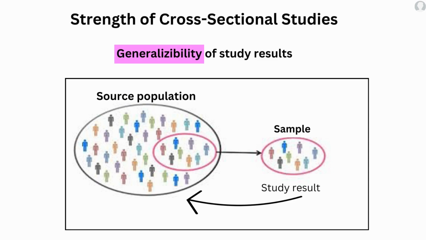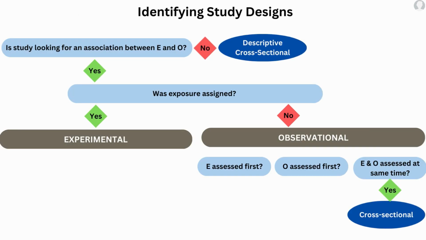This is called generalizability. In the last lecture, we started going through this flowchart of how to identify a study design, and we made it to distinguishing experimental versus observational studies.